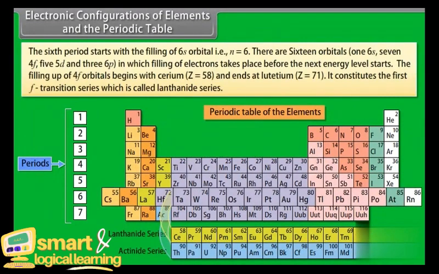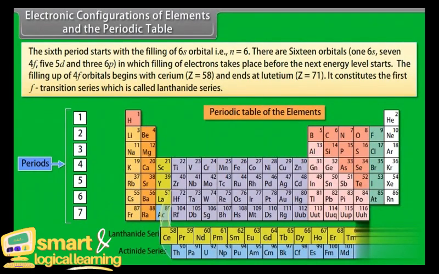The sixth period starts with the filling of the 6s orbital, that is, n is equal to 6. There are 16 orbitals, one 6s, seven 4f, five 5d and three 6p, in which filling of electrons takes place before the next energy level starts. The filling up of 4f orbitals begins with cerium, atomic number 58, and ends at lutetium, atomic number 71.